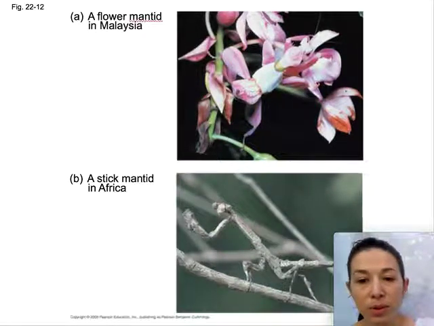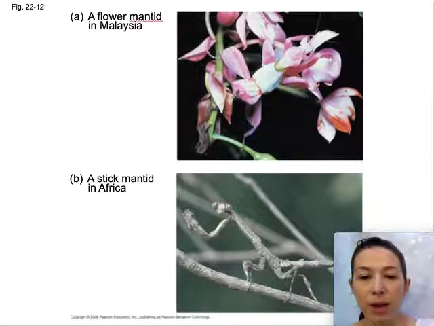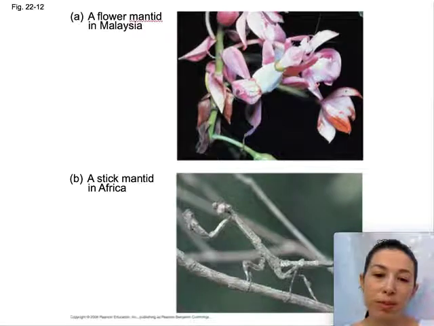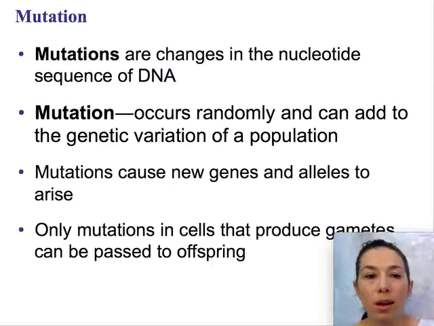So similar background. Both of them are from the same family, but both of them have become adapted to look like their local surroundings. Okay, so what brings about this diversity in the first place?